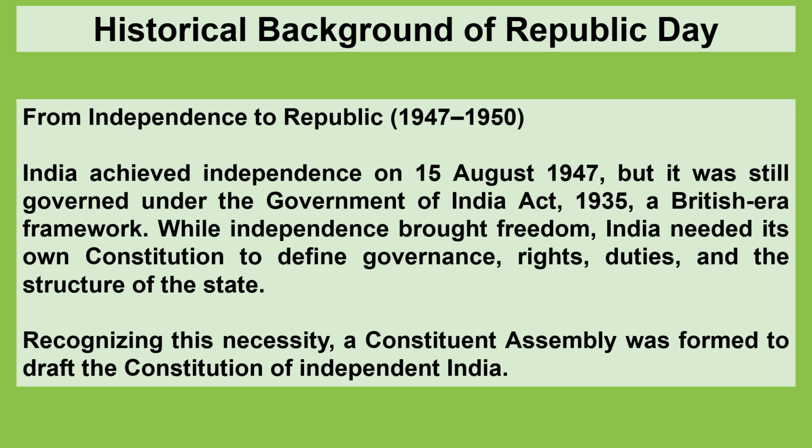Independence to Republic, 1947 to 1950. India achieved independence on 15th August 1947, but it was still governed under the Government of India Act 1935, a British-era framework. While independence brought freedom, India needed its own constitution to define governance, rights, duties, and the structure of the state. Recognizing this necessity, a Constituent Assembly was formed to draft the constitution of independent India.